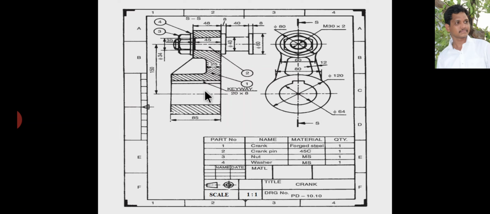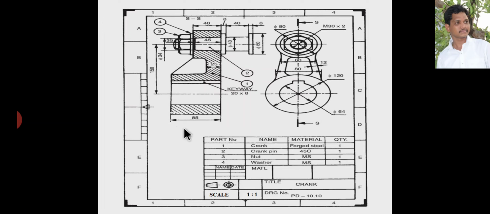Look, here the maximum dimension is 150 mm. 150 plus nearly 30 or 40, total 200, maybe 250 or 200 mm. So you can easily draw it on drawing sheet. Okay, so you can draw the original dimensions on drawing.